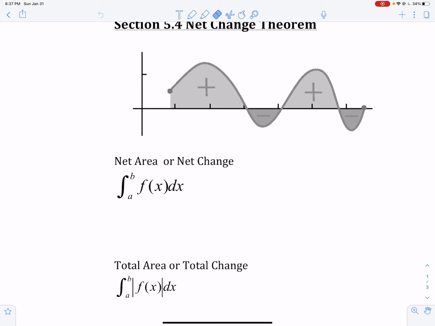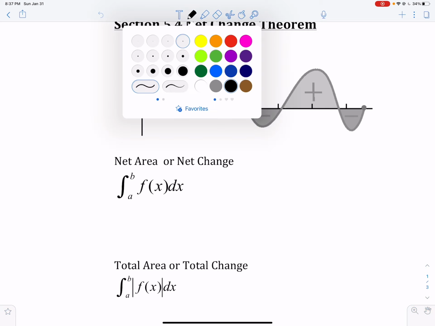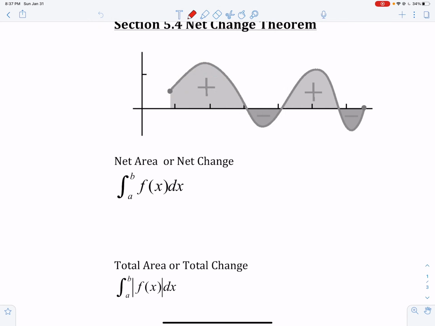Okay, and it's going to be the same thing when you have velocity. We call that net velocity, I guess you would call that displacement, and it's the integral from a to b of v of t dt. Okay, we call that the displacement, or net change.